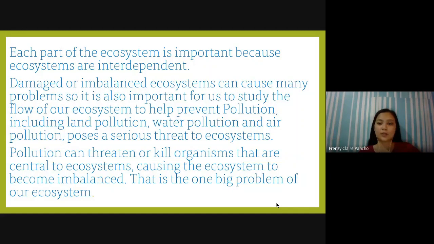Damaged or imbalanced ecosystems can cause many problems, so it is also important for us to study the flow of our ecosystem to help prevent pollution. Pollution, including land pollution, water pollution, and air pollution, poses a serious threat to ecosystems. Pollution can threaten or kill organisms that are central to the ecosystem, causing the ecosystem to become imbalanced. That is one big problem of our ecosystem.